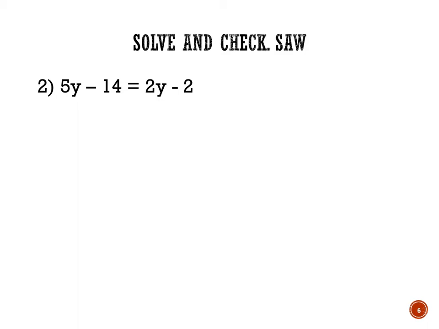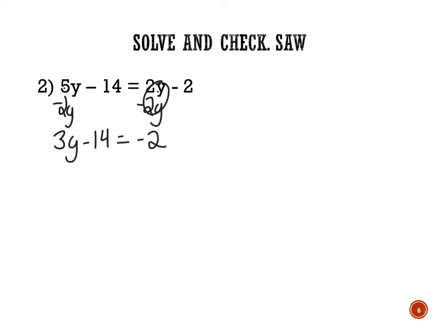I'm going to move my 2y with my 5y by subtracting. Okay? You can move your 5y over to your 2y. Either way is correct. I try to keep as much positive as I can. And I like my variable on my left side. So 2y minus 2y gives me 0. 5y minus 2y gives me 3y. So I got 3y minus 14 equals negative 2.